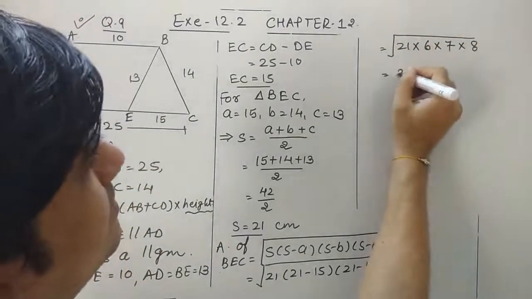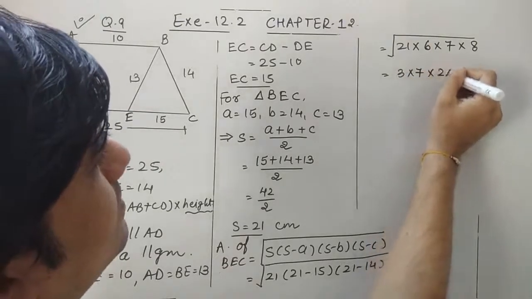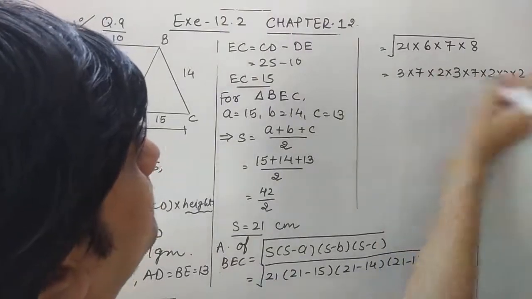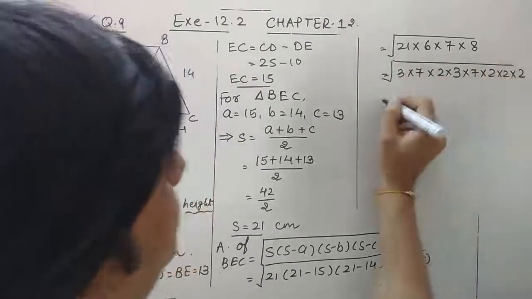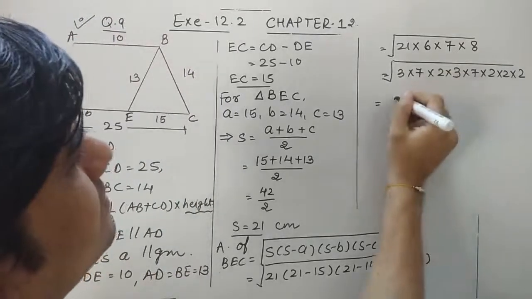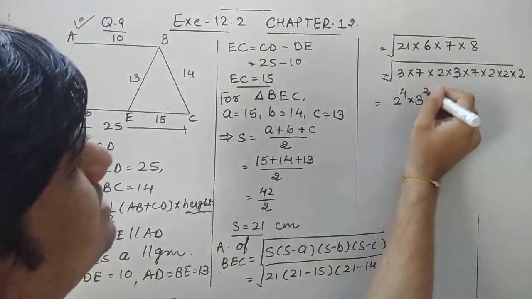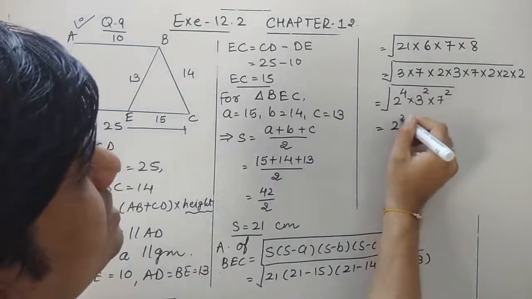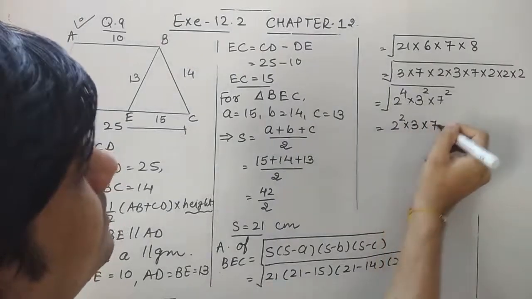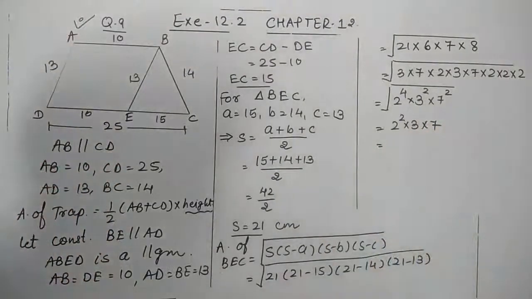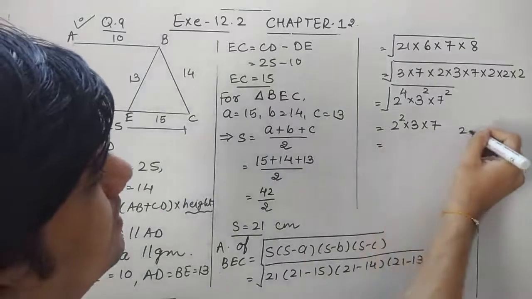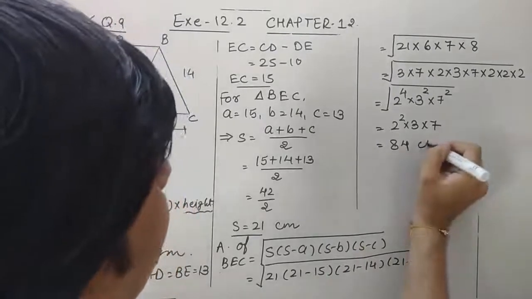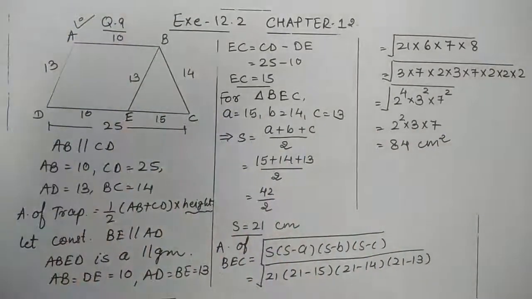Let us do the prime factors of all the numbers. And 2 into 2 into 2. Let's count how many times 2 is there: 1, 2, 3, 4. 3 is also 2 times and 7 is also 2 times. So when we go for the square root, it is 2 square, 3 and 7. 7 3s are 21, 21 4s are 84. So here the area of the triangle we obtain is 84.